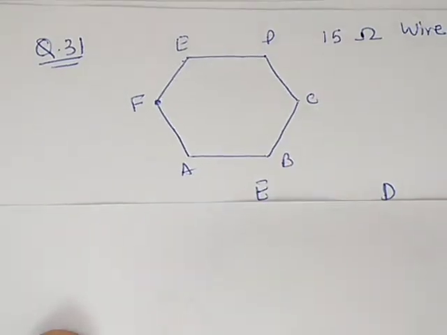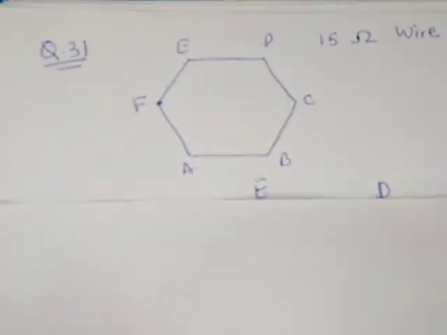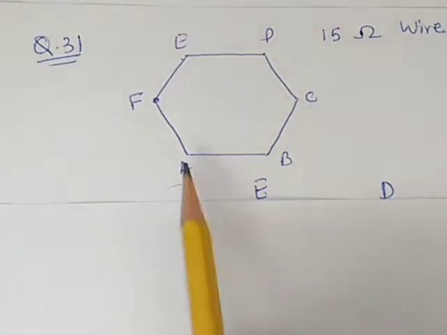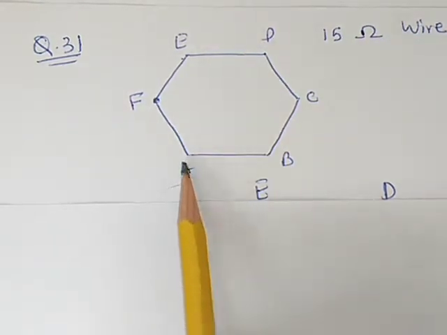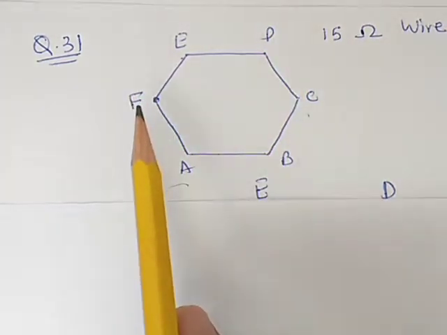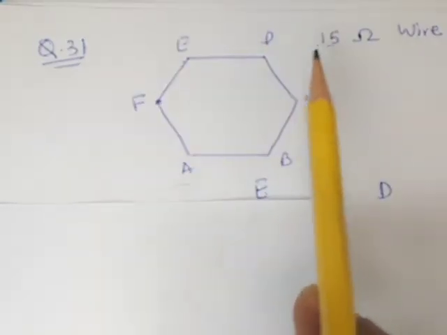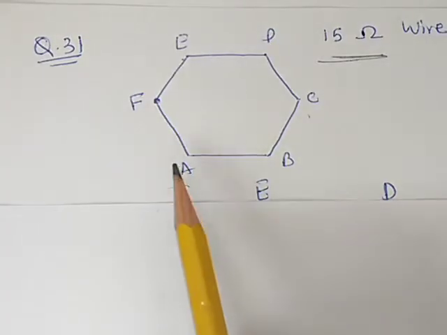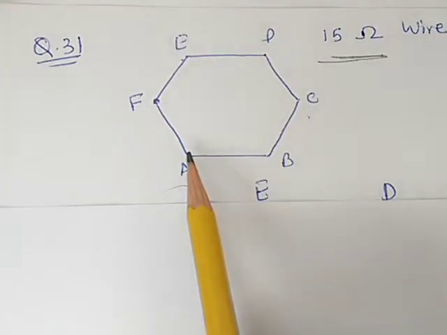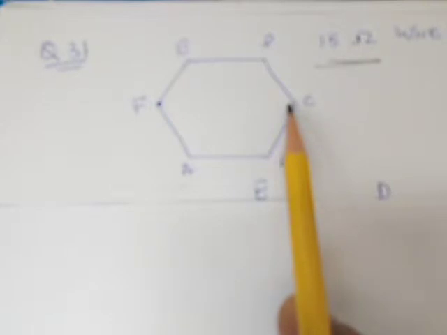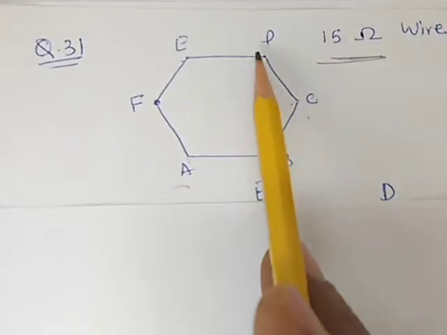This is question 31 from SC Verma in electrical current in conductors. We have a wire that is bent in the form of a hexagon A, B, C, D, E, F, and the resistance of the wire is 15 ohm. Once it has been bent like this, we need to find the equivalent resistance if we measure the resistance between points A and B first, then across A and C, and then finally across A and D.